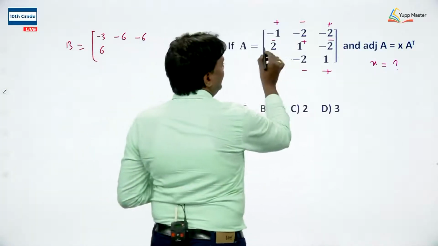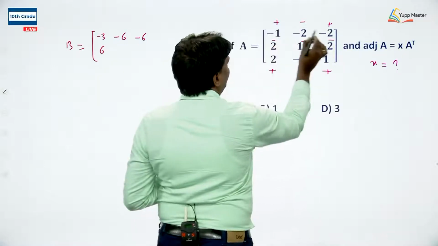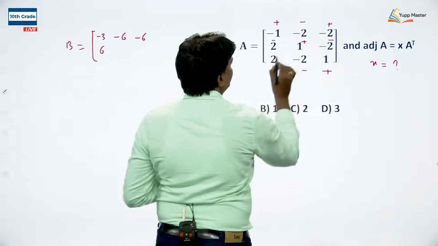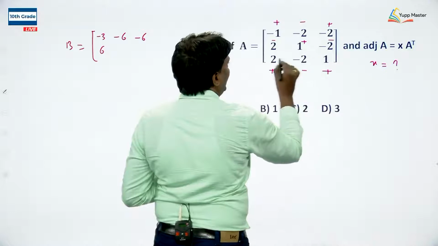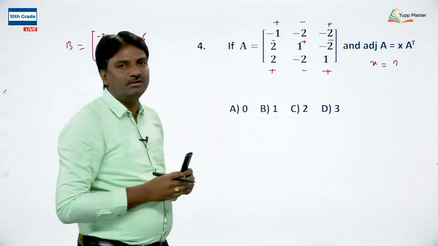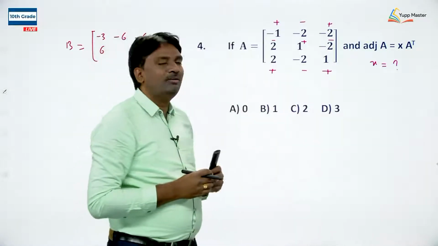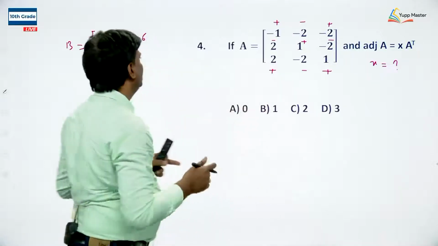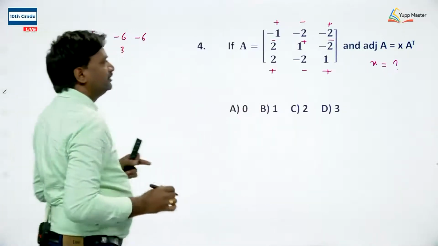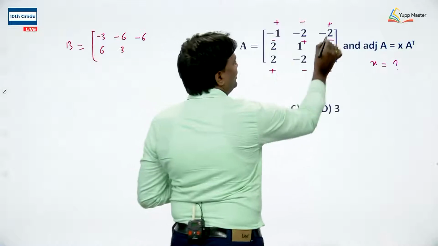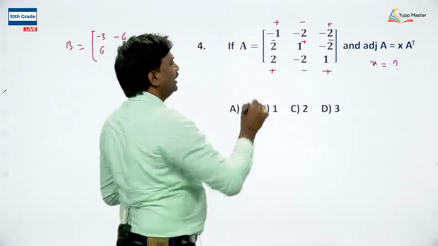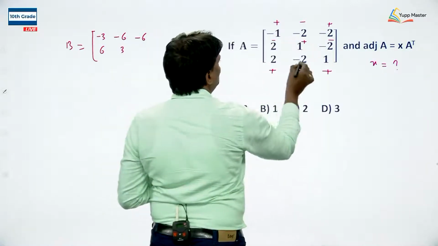Take the element 1, eliminate second row, second column. The remaining elements are minus 1, minus 2, 2, 1. Minus 1 into 1, minus 1, 2 into minus 2, minus 4, plus 4. Minus 1 plus 4 is 3, that is plus 3 only. Next, take the element minus 2, eliminate second row and third column. The remaining elements are minus 1, minus 2, 2, minus 2.